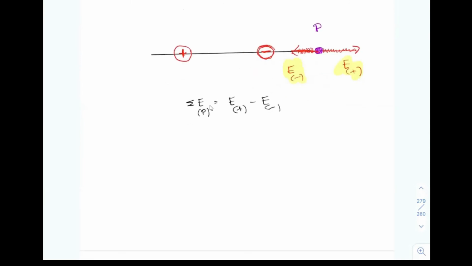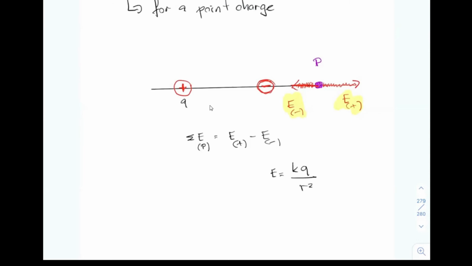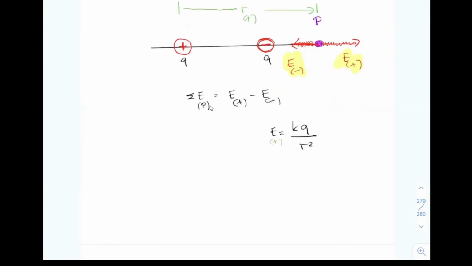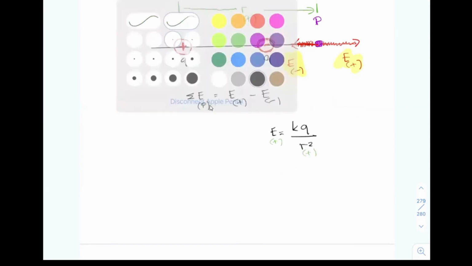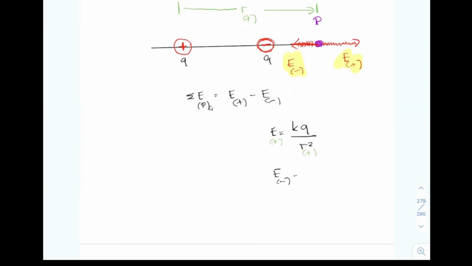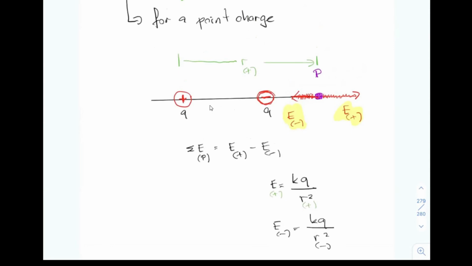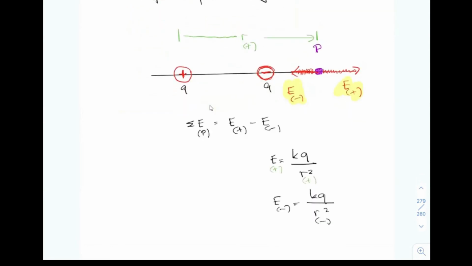All right, so the next step is just fill in the gaps. For our point charge, this is the formula we get to use. This is your positive charge, this is your negative charge. R for the positive charge is going to be this distance. So for the positive charge, we have to use this. And for the negative charge, we get to use the same formula. The distance this time is going to be this distance.